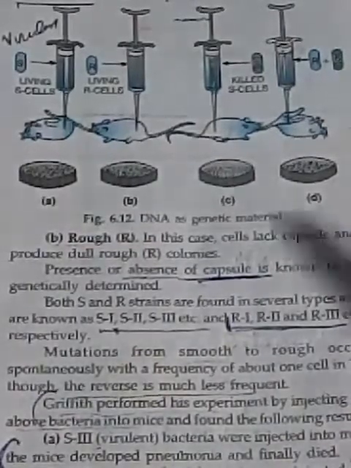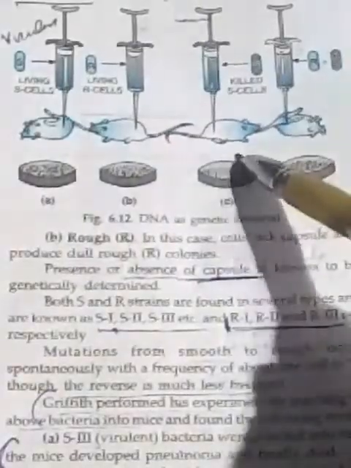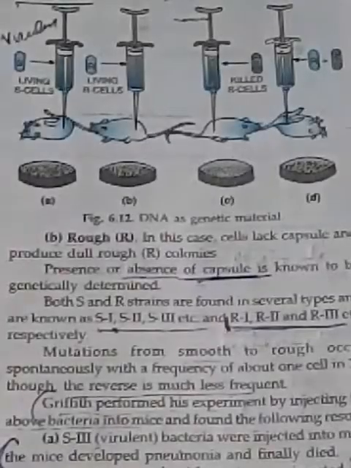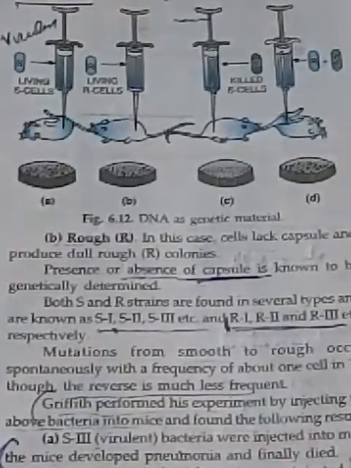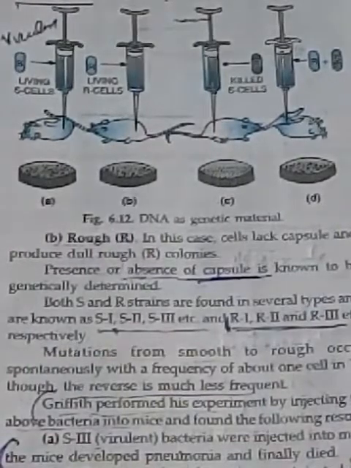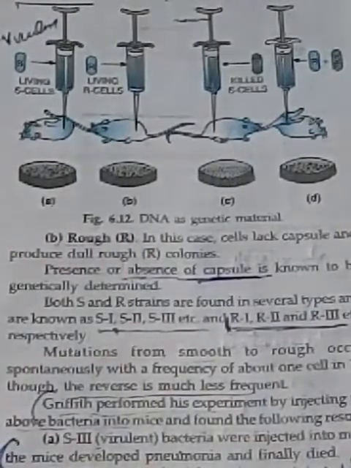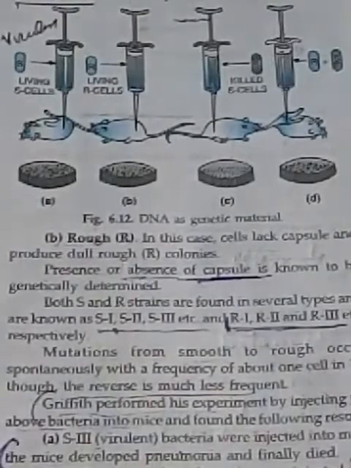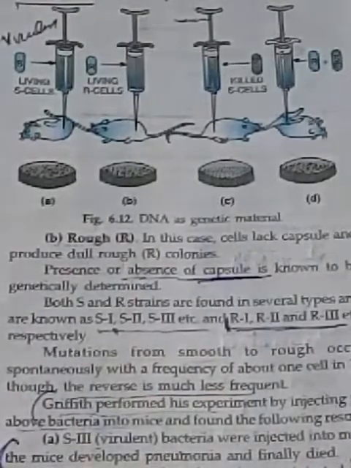In the third case, he gave the mice heat-killed virulent bacteria. Virulent means pneumonia causing. That mice did not die because the bacteria were heat killed.